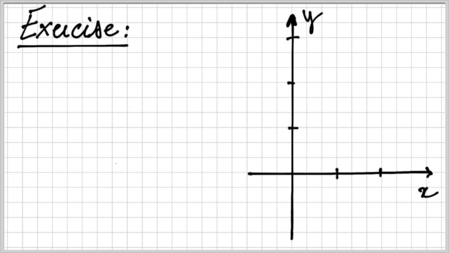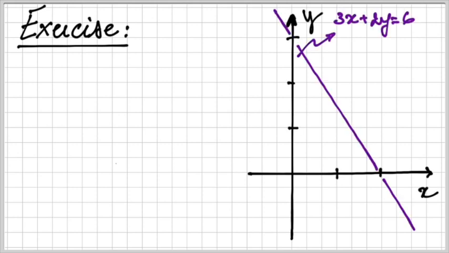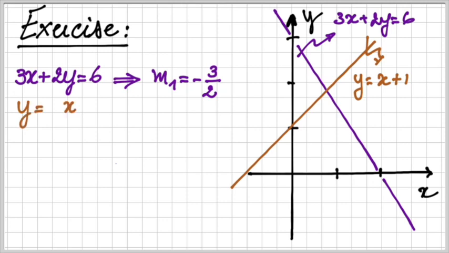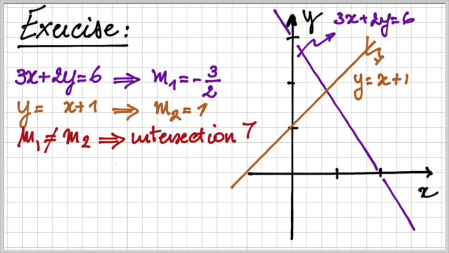Let's have a look at an exercise. Here we have two lines, we have two equations. The first equation, 3x plus 2y is equal to 6. And the second equation is y is x plus 1. We already see in the graph here that they have different slopes, so we already can conclude basically that there will be an intersection point. First equation, 3x plus 2y is equal to 6, so we find that m1 is minus 3 halves. The second equation is y is x plus 1 and m2 is equal to 1. So we know that both slopes are different and we will have an intersection point.